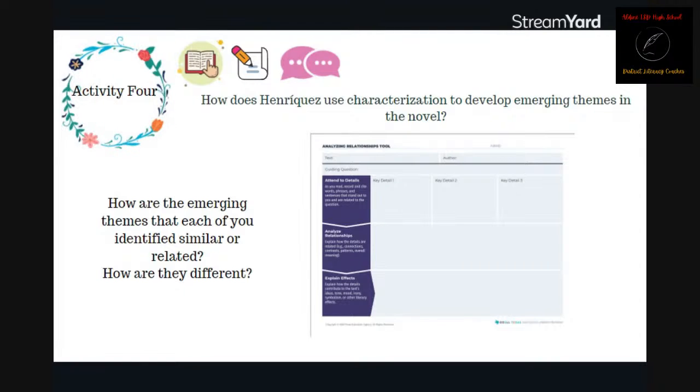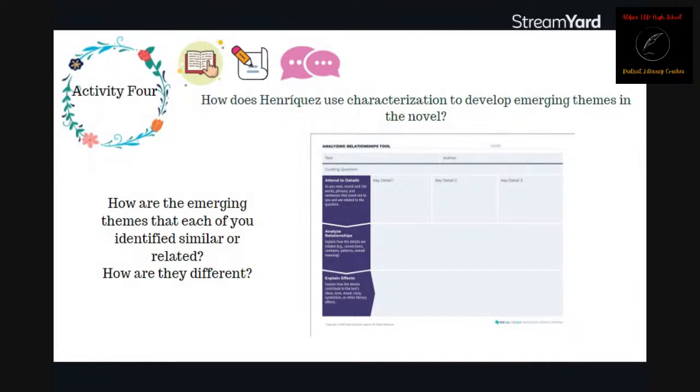to focus on. Each partner focuses on one of the selected characters. They independently complete the analyzing relationships tool for their chosen character using the question on the screen to guide their analysis. How does Enriquez use characterization to develop emerging themes in the novel?